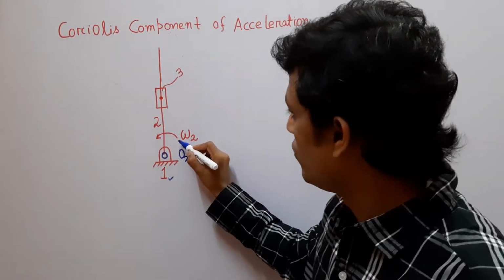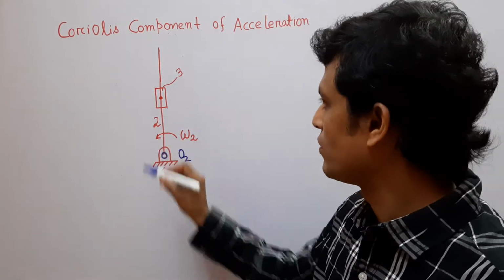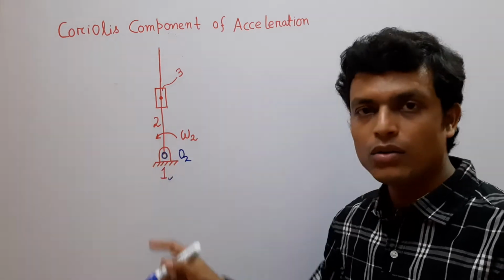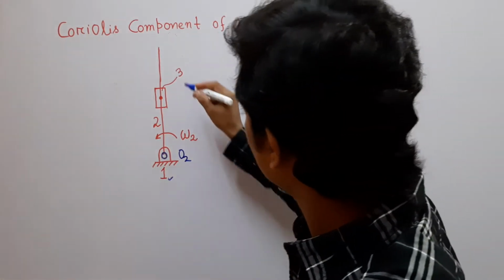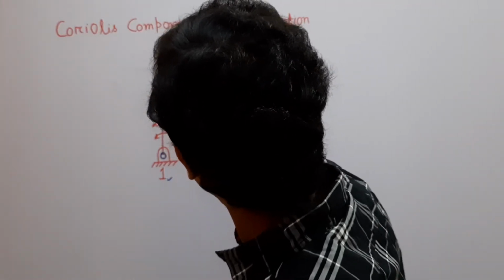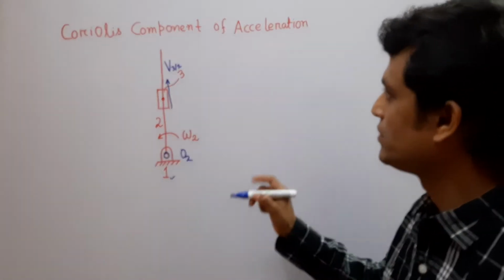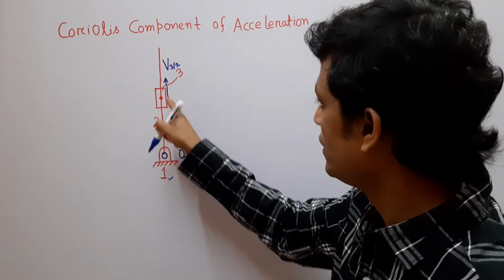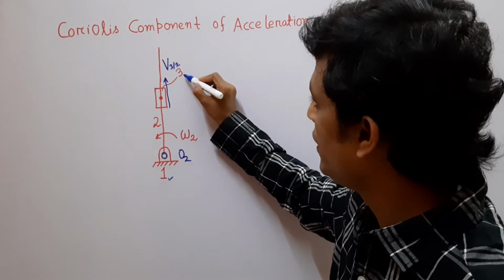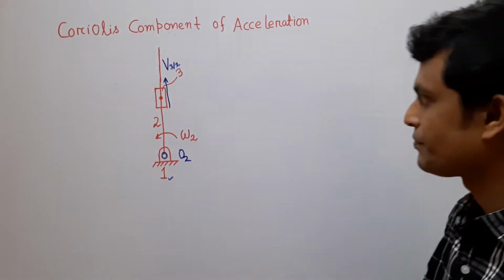Link 2 has a uniform angular speed omega 2 in the counterclockwise direction. Say for this mechanism it is rotating in the counterclockwise direction, whereas link 3 is sliding, say, with velocity v3 by 2, that is the sliding velocity of the slider or link 3, that is the velocity of 3 with respect to 2, which is nothing but the sliding velocity.